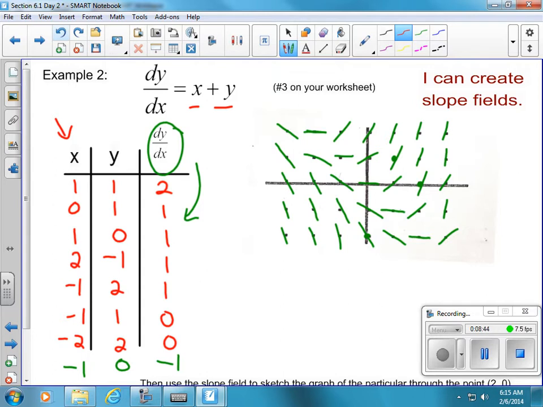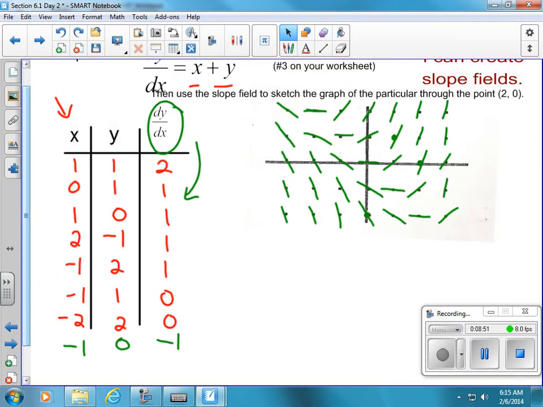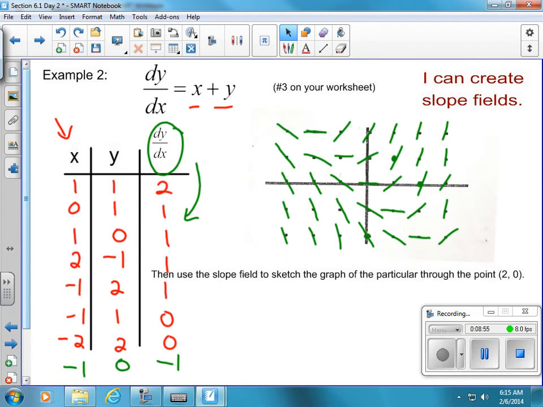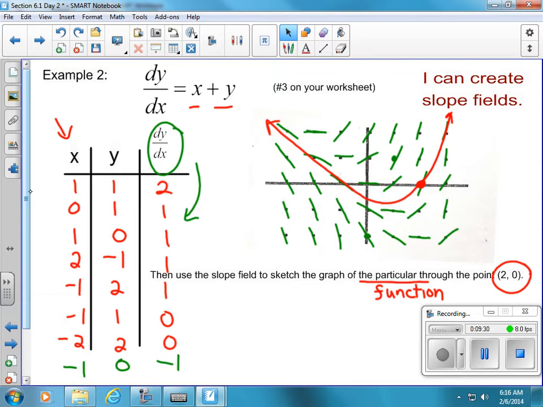oh, I know, this one asks you to sketch the graph of a particular solution. Okay, I can't see the bottom down here. This one tells you to sketch the graph of a particular solution through the point 2, 0. So let's use our little red pen and make a mark on the point 2, 0. All right, and you use this as a sketch to make a diagram of what you think the function will look like. Okay, so this is a particular solution through the point 2, 0. So I graph 2, 0, and I draw a little graph. It is a sketch. It is not perfect, but it gives you an idea of the shape of your function.